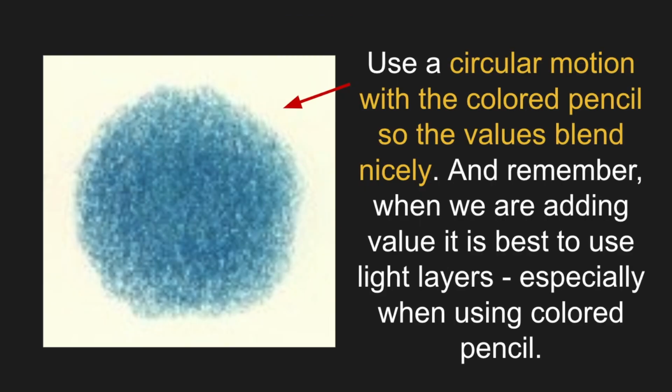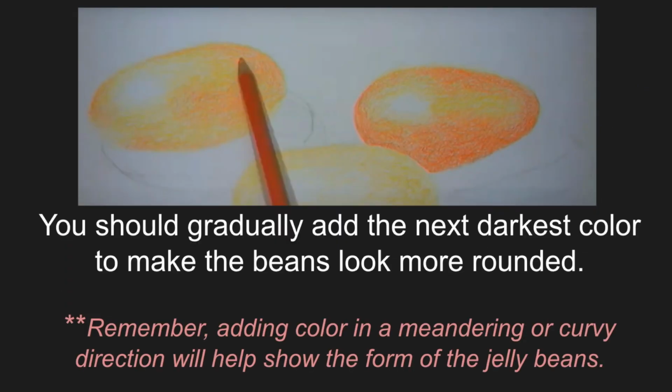One other thing that you want to be aware of is as you are creating the application of value, so the very first time you even put the yellow down, you want to be going in a circular motion so that the colors actually blend nicely together. Here you can see the person is using the second darkest color. So in this case, because they're doing the warm beans, that color is orange. They're again going in circular motions, and you can actually see how the beans are starting to look a little bit more rounded because of where the person put the orange in these jelly beans.